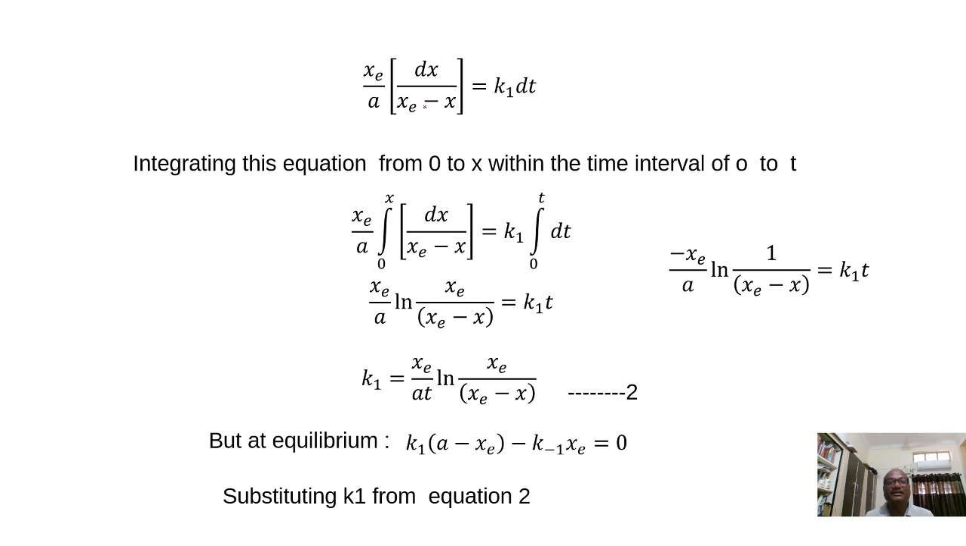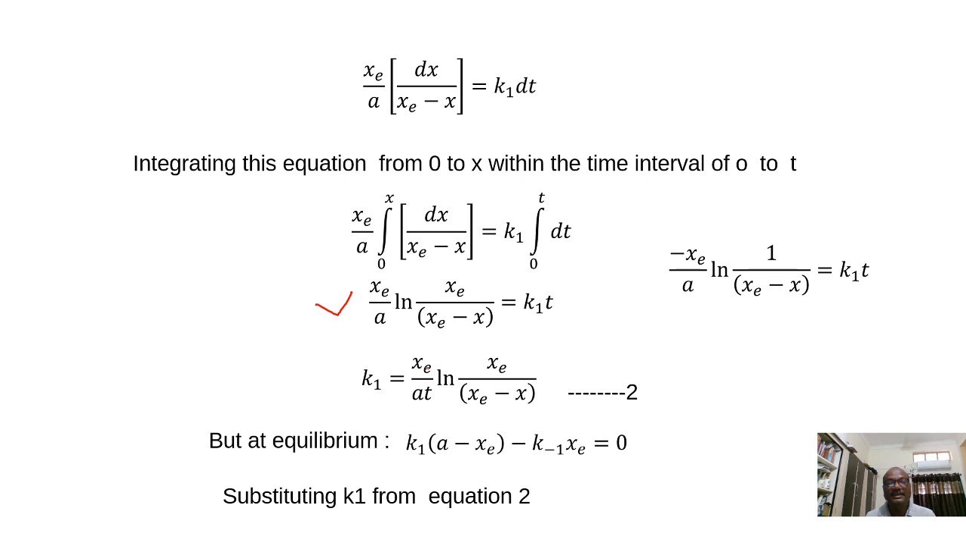Now we are integrating this equation within the limits of 0 to x and time 0 to t, because x is the concentration of B formed when the time reaches t, and 0 is the concentration of B in the beginning when time is equal to 0. So Xe by A, integral of 0 to x dx by (Xe minus X), is equal to K1 into integral of 0 to t dt. After substituting the proper limits, we get Xe by A log Xe divided by (Xe minus X) is equal to K1 t.